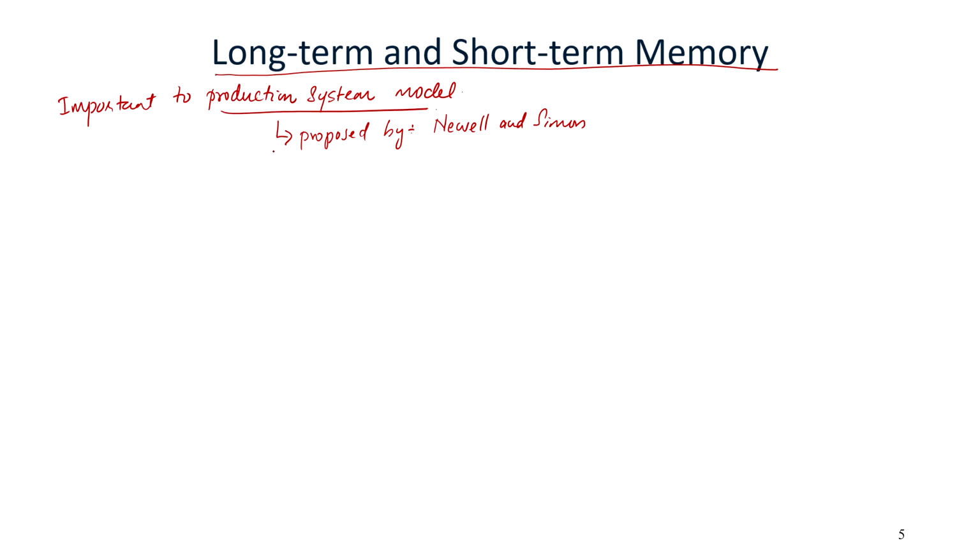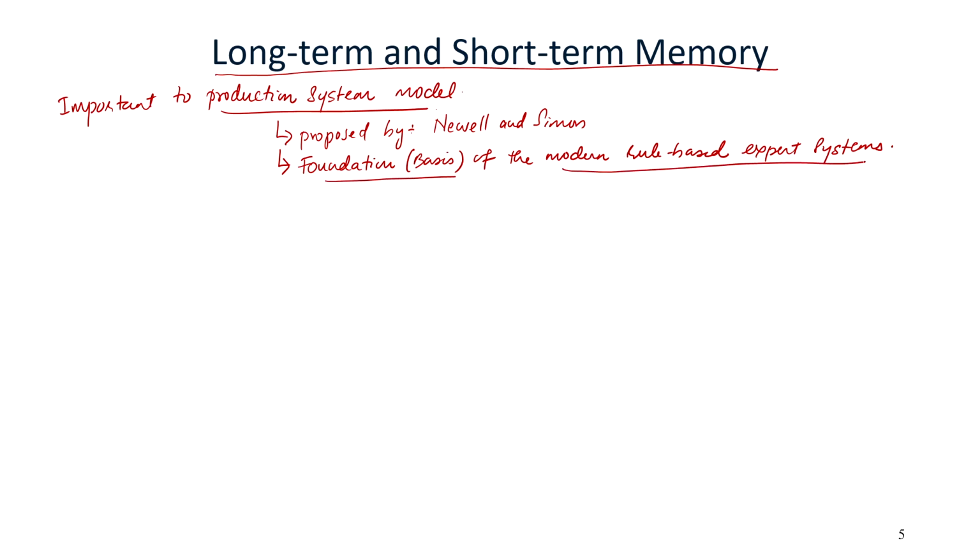It is also the foundation or basis of the modern rule based expert systems. We have in previous courses also seen decision support systems, expert systems, etc. So, the production system model proposed by Newell and Simon forms the basis or the foundation of the modern rule based expert systems.